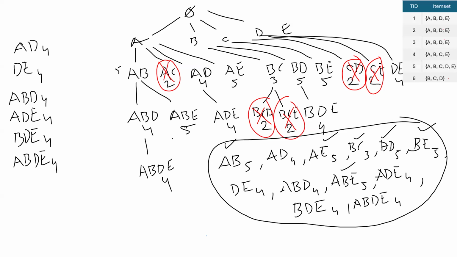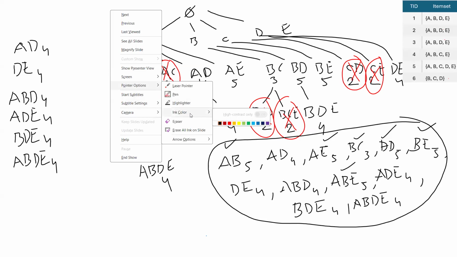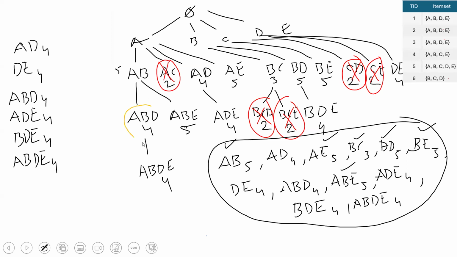Let's take the example. ABD is a frequent item set, right? But is this a maximal item set? ABD is not a maximal item set because it is a subset of ABD4. ABD is a subset of ABD4. So we have a frequent superset.